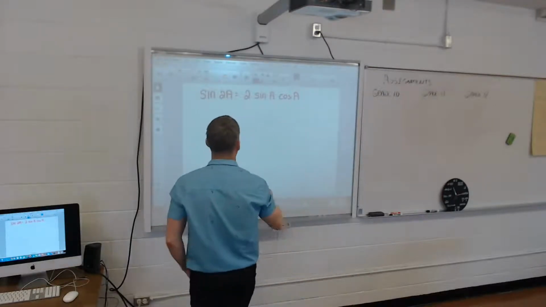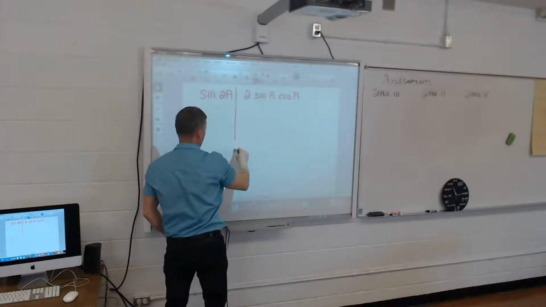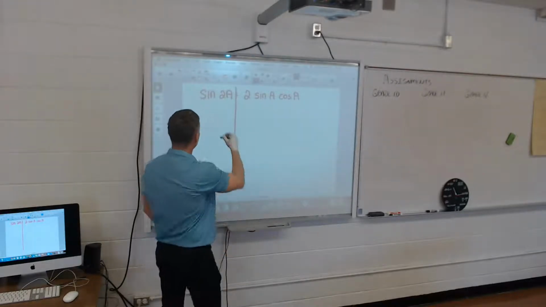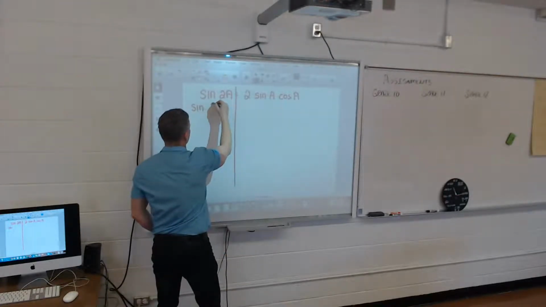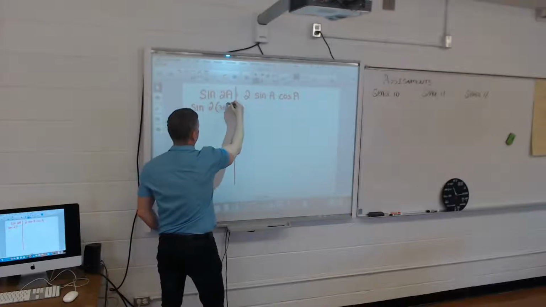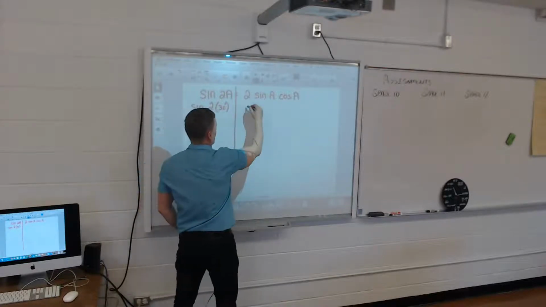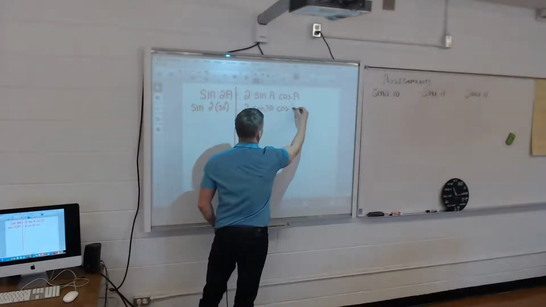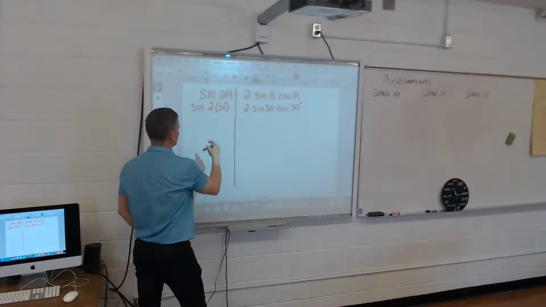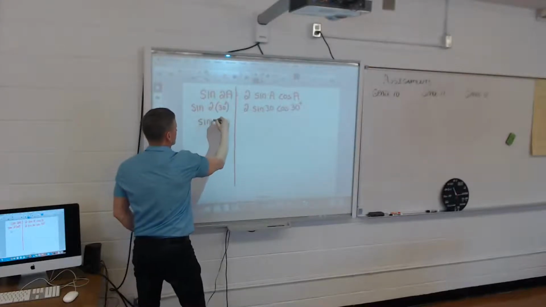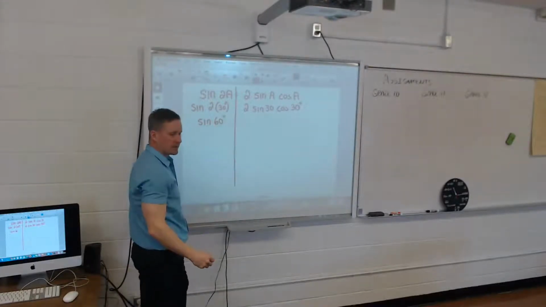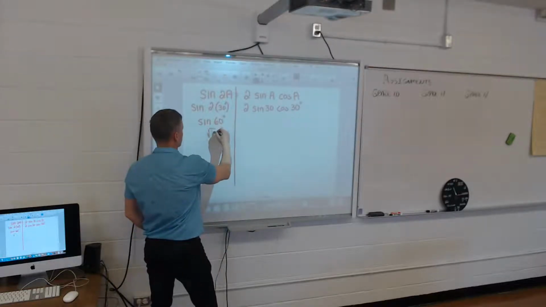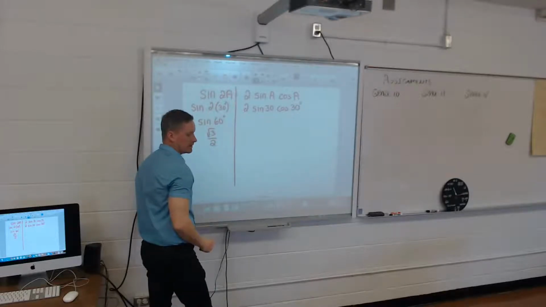So let me prove it to you. Don't have to write this out. I'm going to go like this. Let's let A equal 30 degrees. So I go sine 2 times 30. And then I go 2 times sine 30 times cos 30 over here. All right. That becomes sine 60, right? 2 times 30 is 60. What is the sine of 60 degrees? It's root 3 over 2.